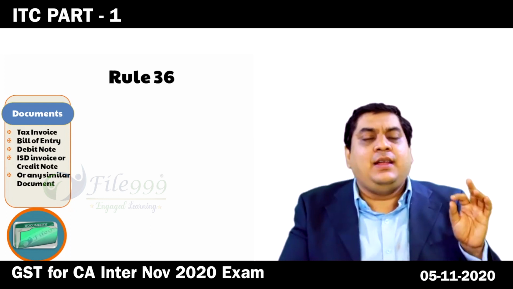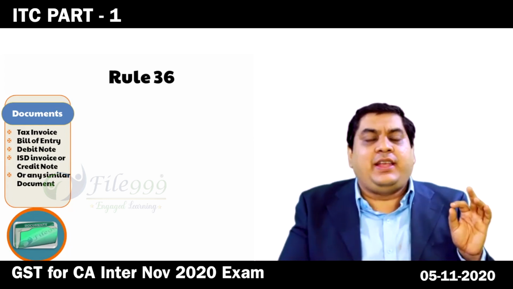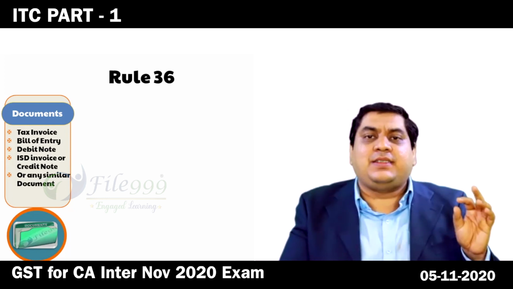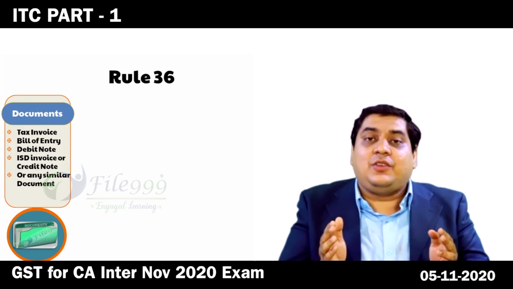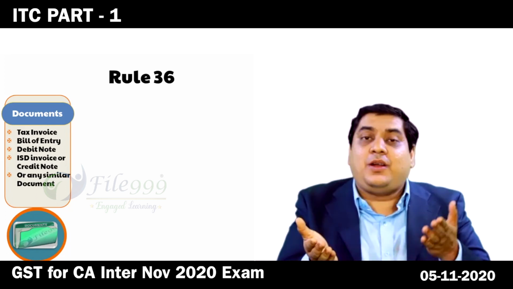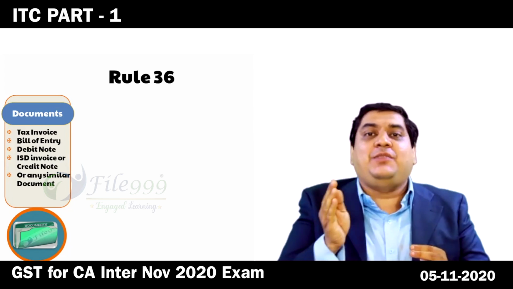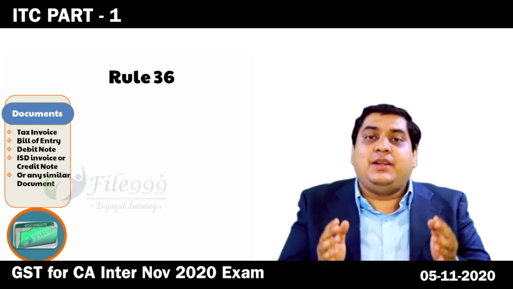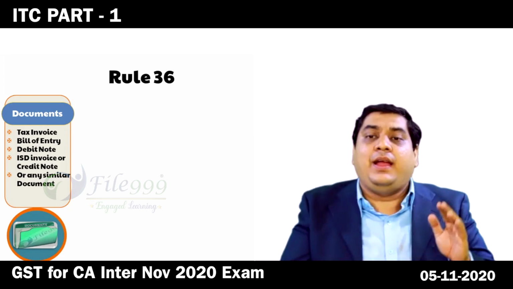It says that it can be either a tax invoice, a bill of entry in case of import, a debit note if there is any sales return, purchase return, or any adjustment towards price, or ISD invoices. When there is a transfer of goods from one GST number to another GST number of the same person, then an ISD invoice can be used for the purpose of claiming ITC, or any other similar set of documents that we have enumerated above can also be used for claiming an ITC.